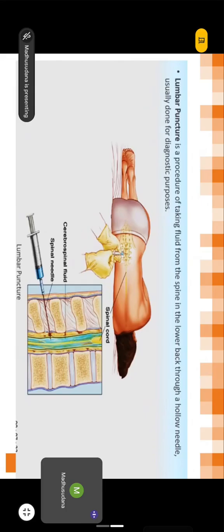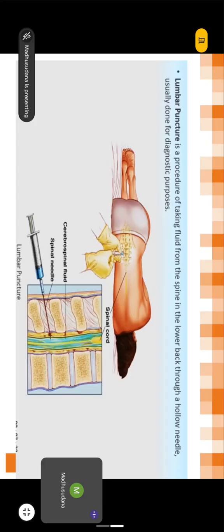So lumbar puncture is a procedure of taking fluid from the spine in the lower back through a hollow needle, usually done for diagnostic purposes. Usually they will do this procedure in between L2 and L3. Why? Because the spinal cord ends above the L2 and the meninges continue below the L2. So if they are puncturing in between L2 and L3, there is no chance of damage to the spinal cord. They can draw the fluid, only CSF. There is no touch of the spinal cord, so there is no danger. That's why they usually select in between L2 and L3.